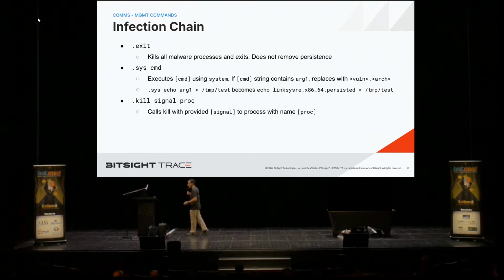Then you have the .sys command. Also very straightforward. The .sys receives an argument we call CMD, and what they do is just pass that CMD string into system. One interesting feature here is that if the CMD string contains a placeholder called arg1, they will replace that placeholder with the argument that the binary is run with. So for example, if they receive echo arg1 into temp test, that becomes linkczre.x8664 persisted into /test.